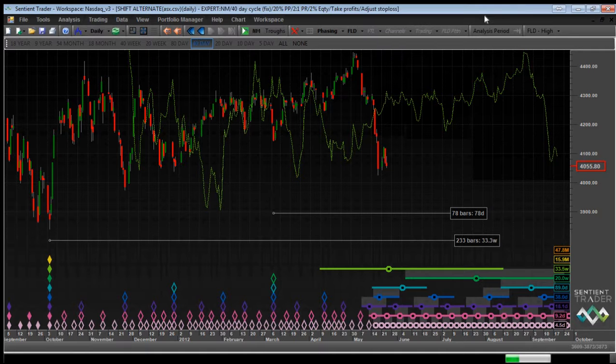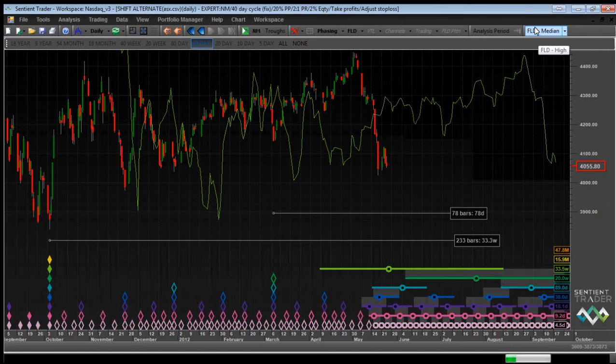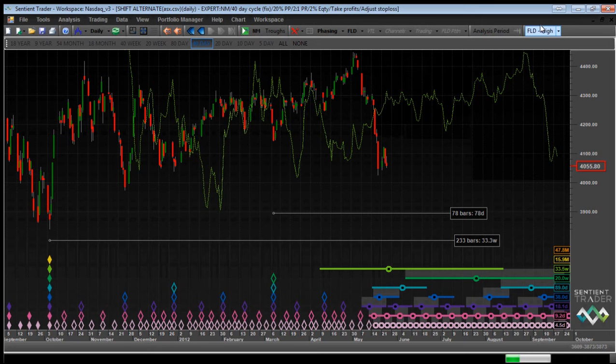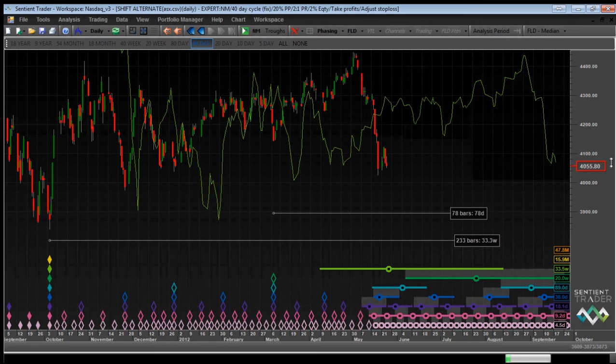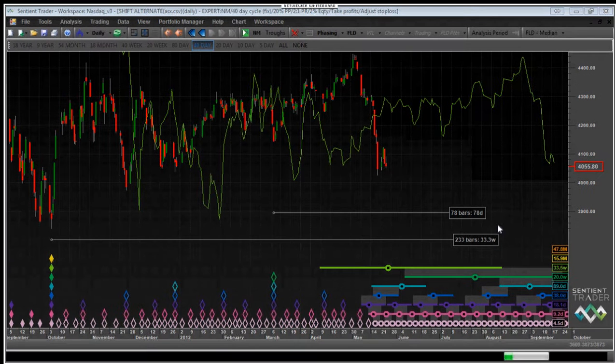Let me write that down there. It was somewhere around about 44.40, if I am reading my chart correctly. We don't have to be very accurate with this, and I've frozen the screen on the wrong FLD. Sorry, I'm working with the new version of Sentient Trader that automatically switches FLDs according to what you're looking at. There we go. I want the median. FLD based on the median price, and so there we go.